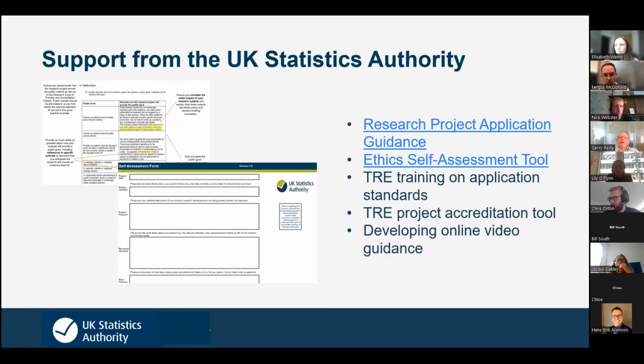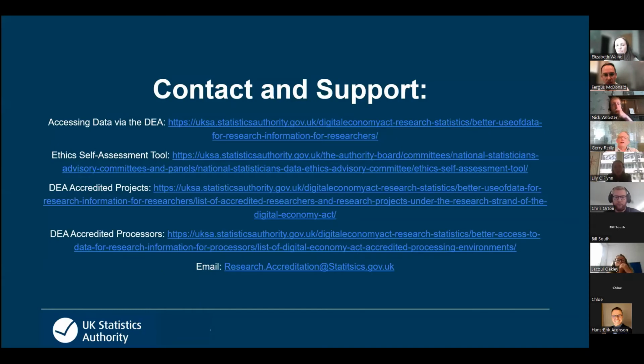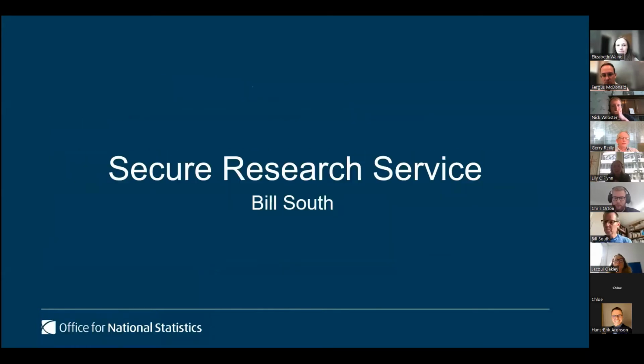If we could go to the next slide, that's the final one from me. Just a series of links that effectively point to all of this information that's available on our website. Of course, happy to take any questions at the end, but for now, I'll hand over to Bill South in the Secure Research Service to provide specific detail on data access.